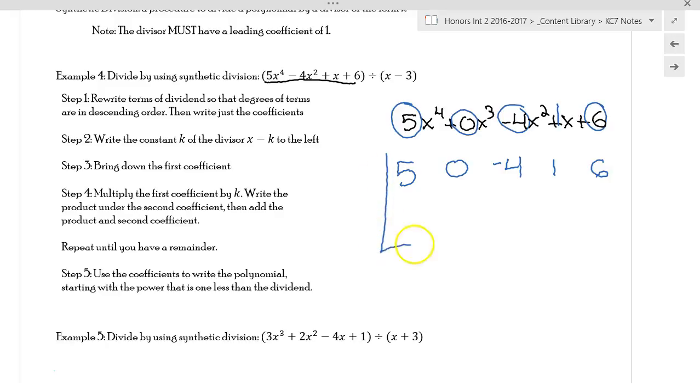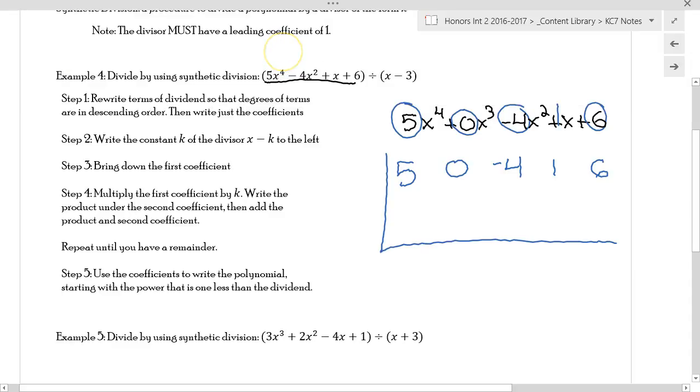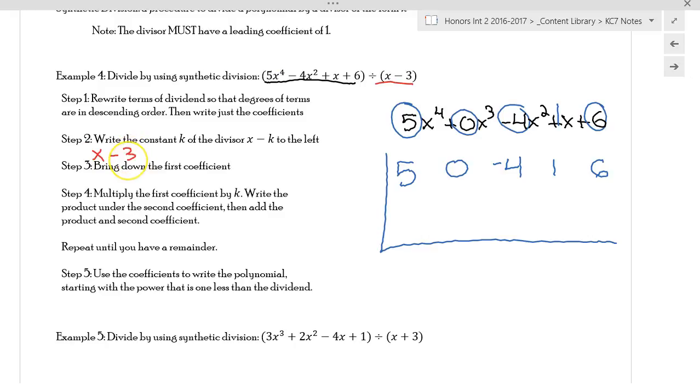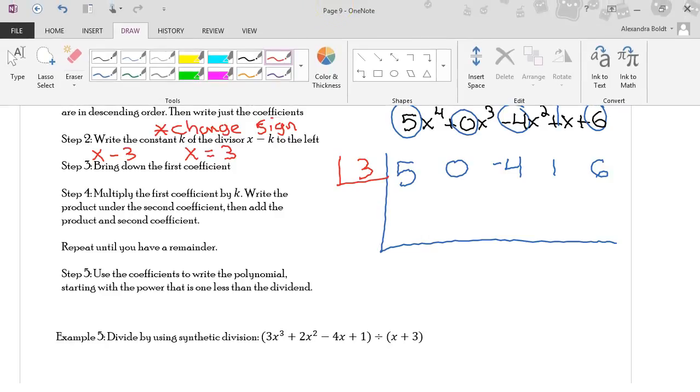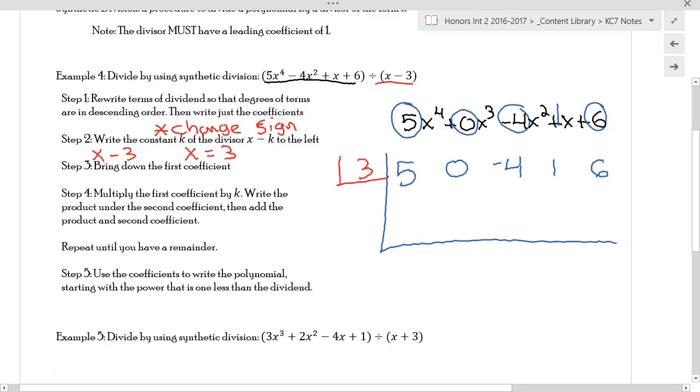And I'm going to put them in this little box that looks like this. Then I'm going to take my divisor, x minus 3, which means x equals 3. You have to change the sign. It's minus 3, so it's just 3. That goes on the outside in its own little box. Then what you do, I'm going to bring down the first coefficient, so I'm going to bring down that 5.